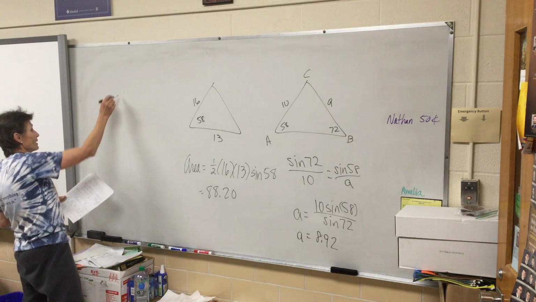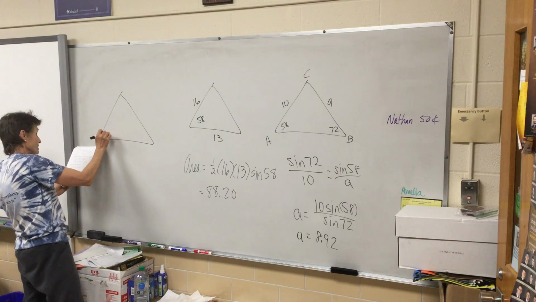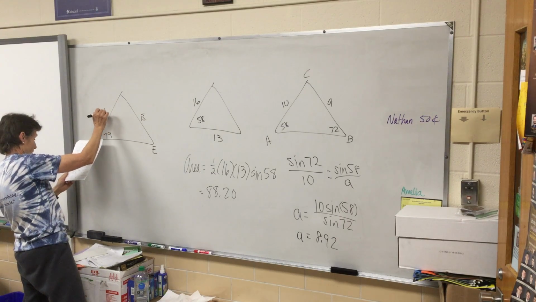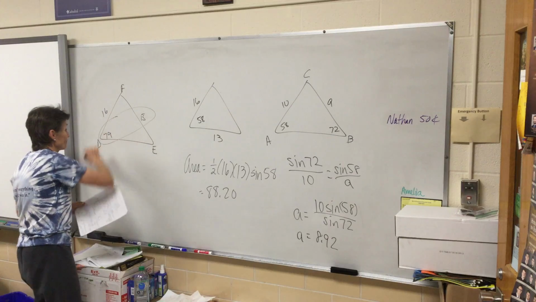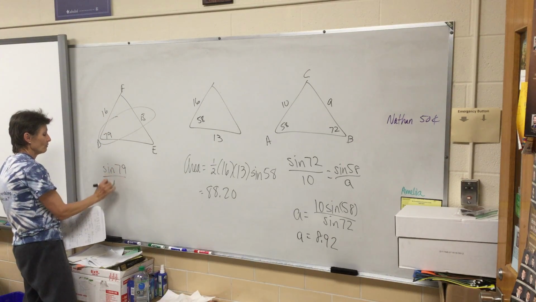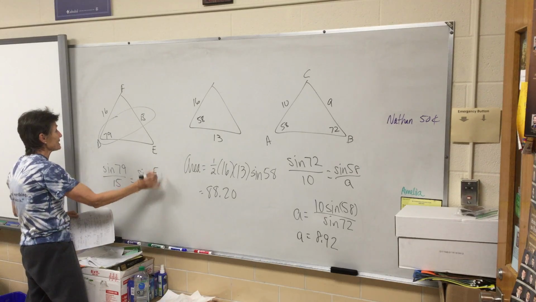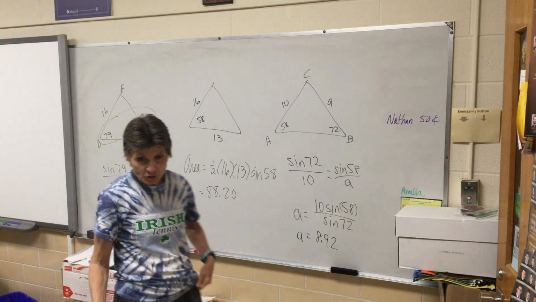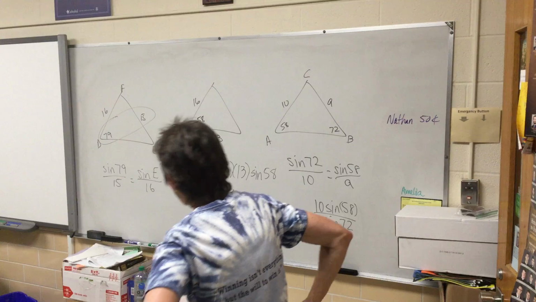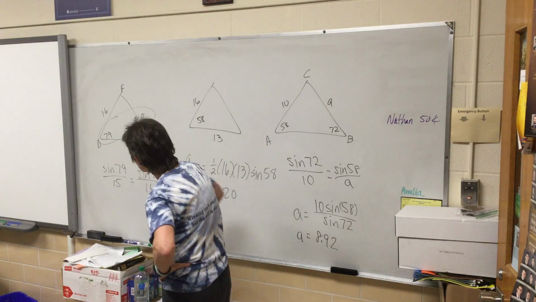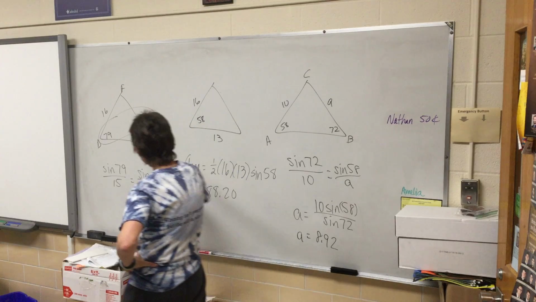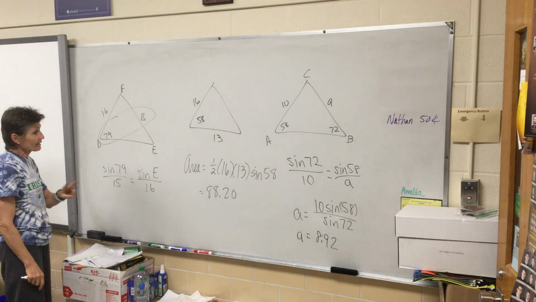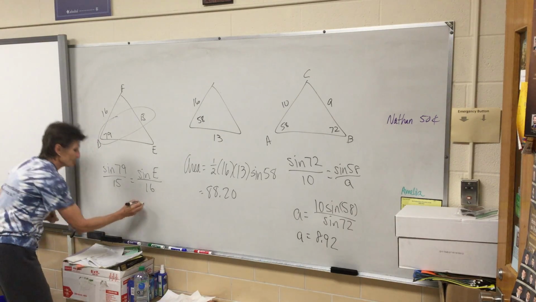This one says, how many triangles are possible? Well, we're going to start exactly like we did the last one, because if you notice, you got a pair right here. So sine 79 over 15 equals sine E over 16. Now, I know the directions didn't tell me to find angle E, but that's what I'm going to find. Knowing angle E will help me determine, first of all, if there's a triangle, and second of all, if there's one or two.